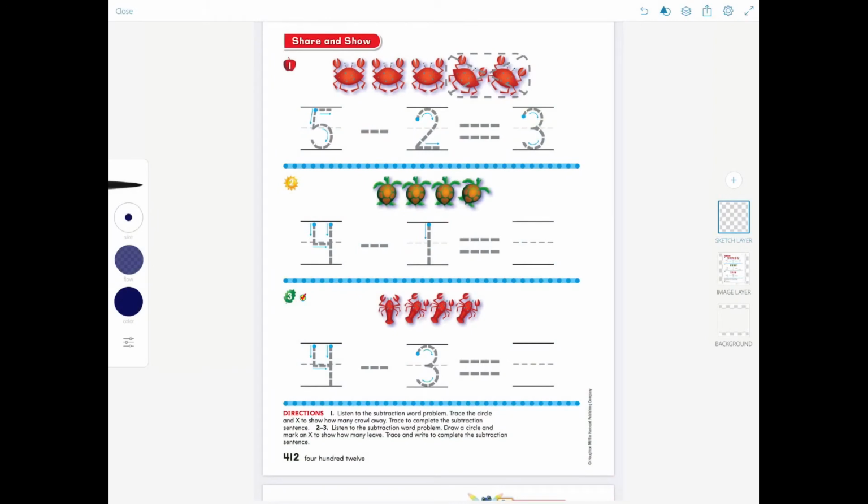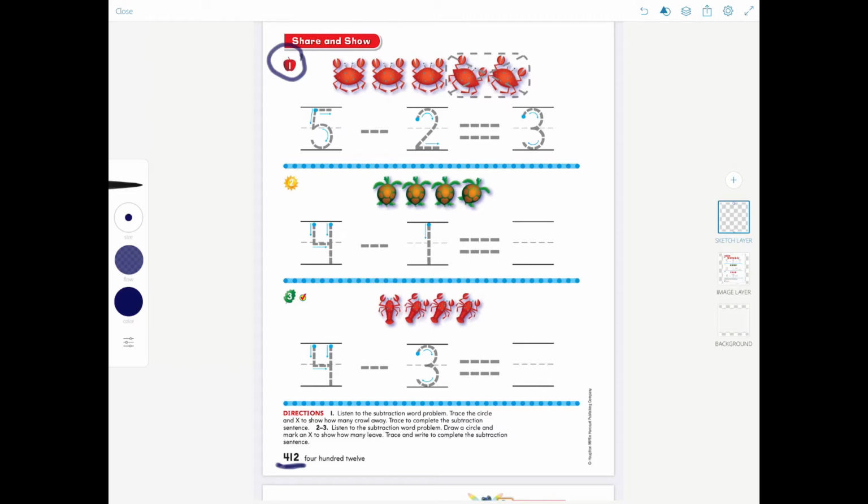Nice work, guys. Okay, guys, on the next page, flip like a pancake, we end up on page 412. We have the number 1 in a red apple right there, and we're going to look at this question. It says, listen to the subtraction word problem, and then we're going to trace the circle and X to show how many crawl away. This word problem goes: there were 5 crabs on the beach. 2 crawl away. How many are left?